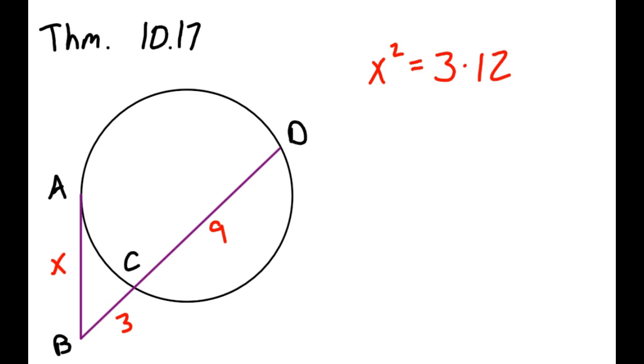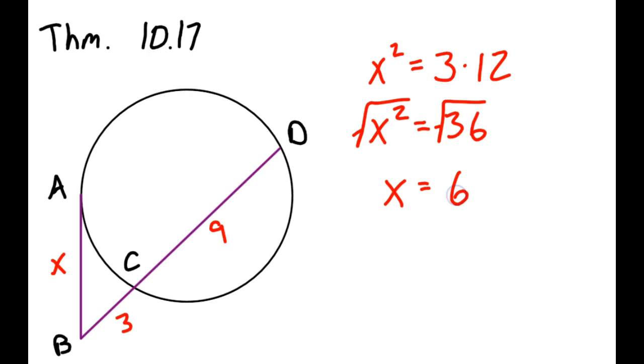Now we just go through, simplify to solve for x. X squared is equal to 3 times 12, which is 36. We would take the square root of each side of our equation and get x is equal to 6. Again, technically we would have plus or minus 6, but we're talking about the length of a segment, so we're only going to take the positive value.